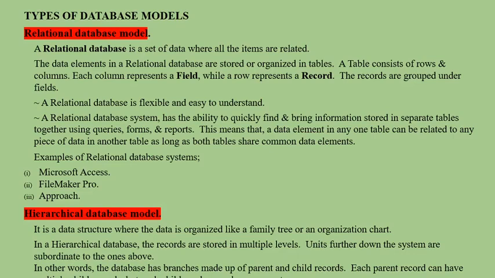Therefore, I shall look at them one by one. Let's look at the types of data models. We have relational database model. A relational database is a set of data where all items are related. The data elements in a relational database are stored or organized in tables. In database terminologies, a relation is a table, and therefore, when somebody talks of relational database model, in a nutshell, just say that this is a database model where files or data is kept in tables.